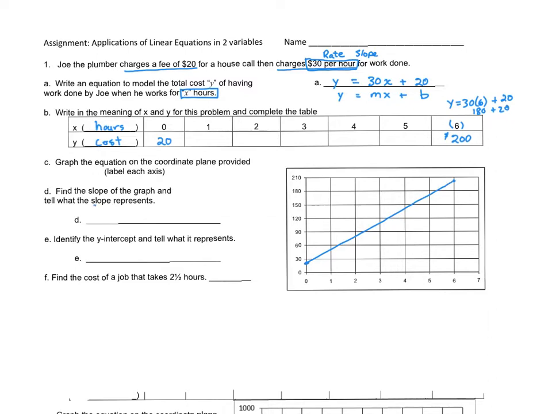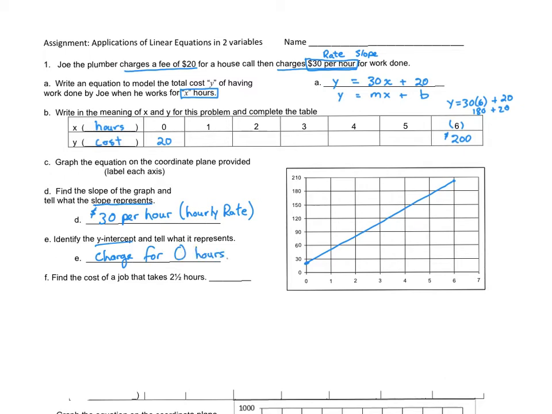So the slope represents the rates that we're being charged, like $30 per hour. The hourly rate. Okay, the y-intercept is what the charge is going to be for 0 hours. So the charge for 0 hours.